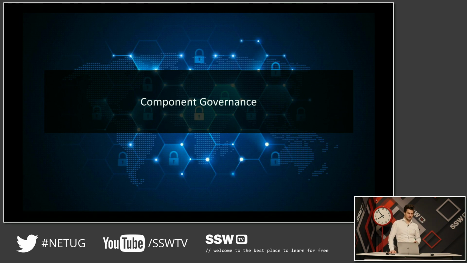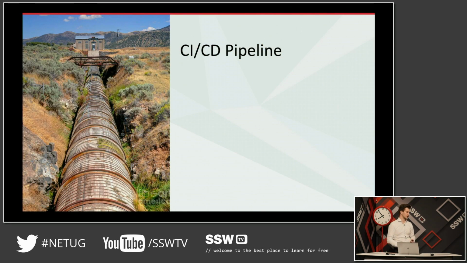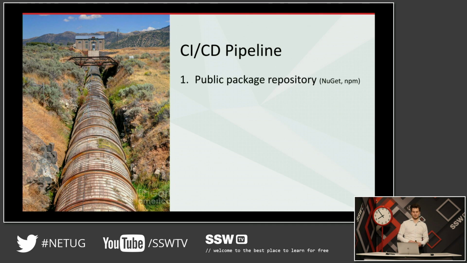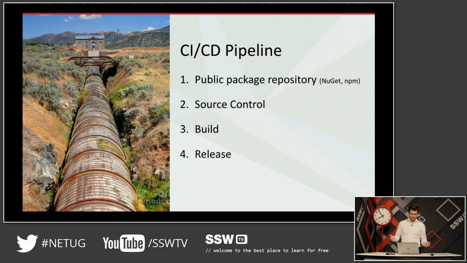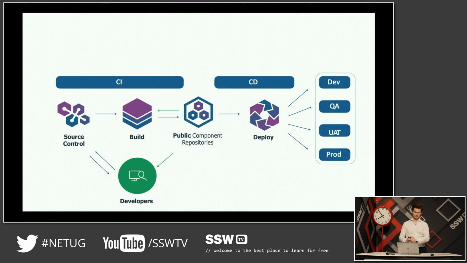And there are a few ways of how we can actually do that. So let's have a look at a development perspective and what our CI/CD pipeline is. We have a public package repository somewhere, NuGet, NPM, whatever. We have source control, right? Build and release somewhere in place. And that's kind of the pipeline everyone would use. So here's a picture of what everyone would probably be using these days.